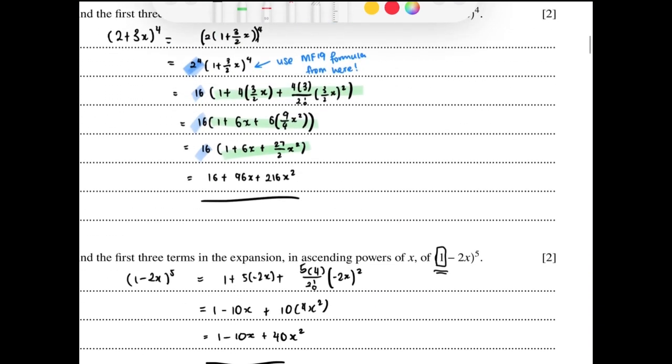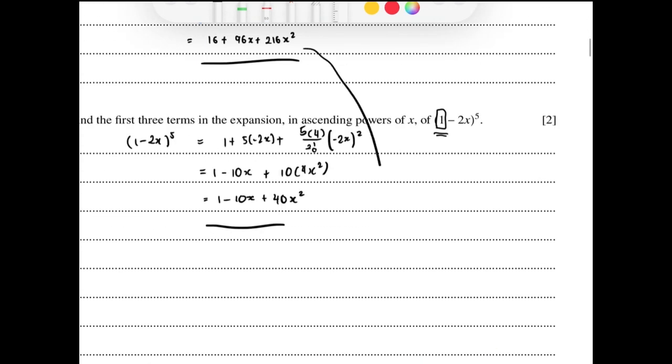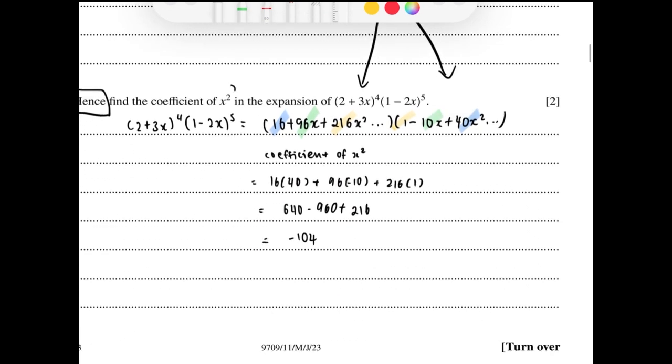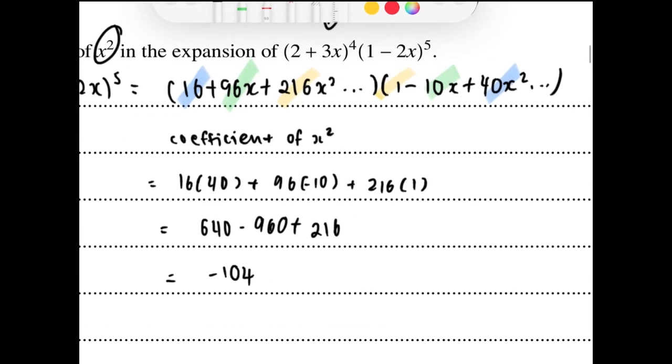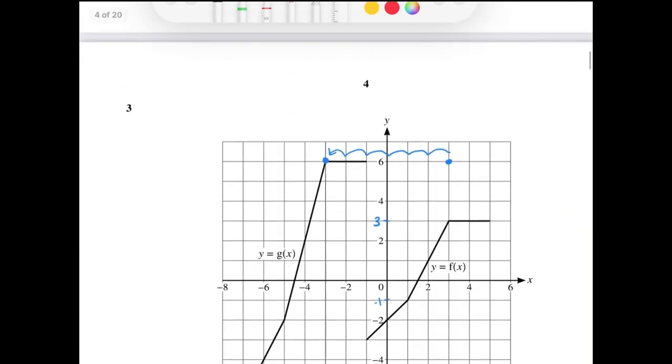So what I did was I copied this term over here, and I copied this term over here. So then I just need to find x squared, right? You can see by my color coordination, I just multiplied the terms that will give me x squared. So 16 times 40x squared, 96x times negative 10x, 216 times 1. Then you just simplify it from there.